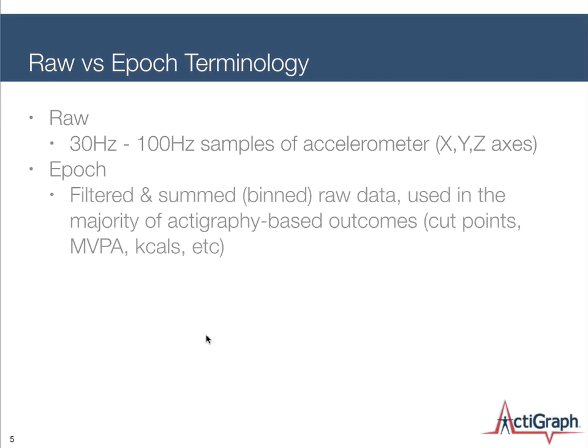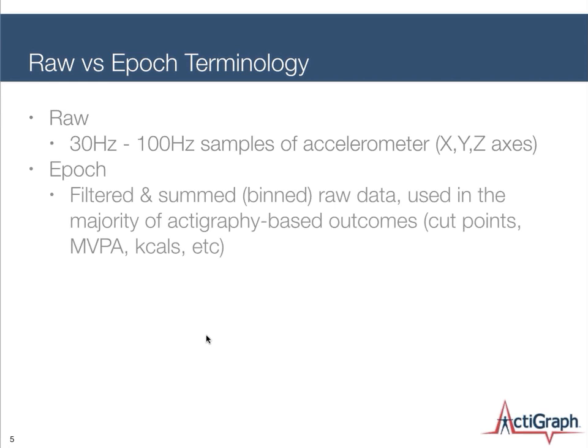When we talk about epic data, I'm talking about the filtered and summed raw data. So this is essentially the binning, if you're familiar with the statistical term, the binning of this raw data after you have integrated it. And this is used in most of the actigraphy-based outcomes like calories, cut points, moderate to vigorous physical activity, all of those algorithms that have been developed to consume the data coming out of all of our products, even since the late 80s, which has primarily used epic level data.